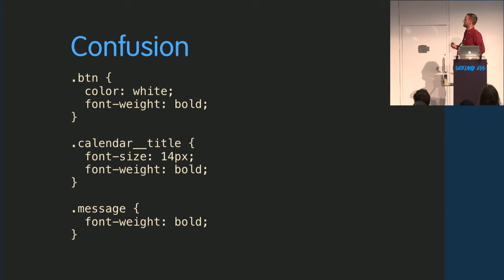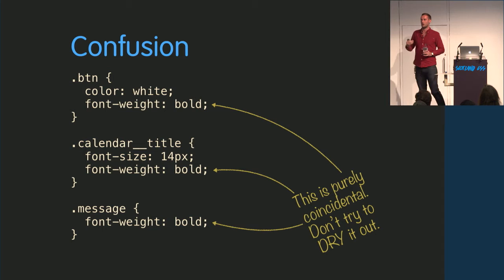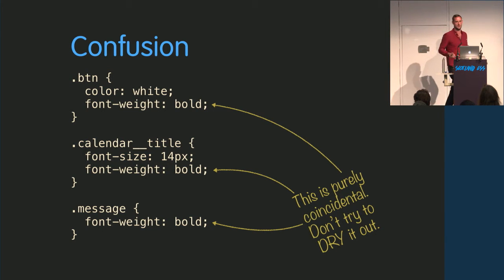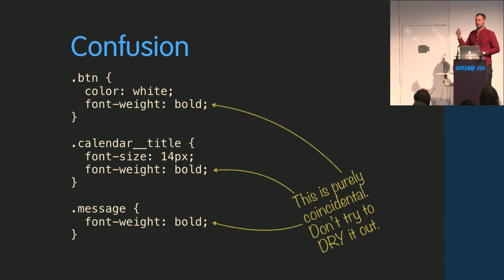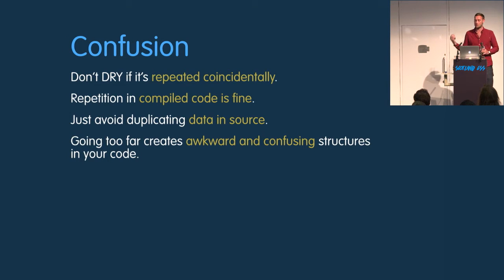We've got these declarations here, font weight bold. It appears 3 times in 3 completely unrelated rule sets. This is completely coincidental repetition. I've seen a lot of CSS libraries and frameworks that make either gratuitous use of extends or heavy use of entirely utility classes, just to avoid repeating something like font weight bold more than once. This is purely coincidental. This is not a candidate for being dried out. To dry out this code would create really awkward relationships in our CSS. So if something's repeated entirely coincidentally, it's better just have it repeated.